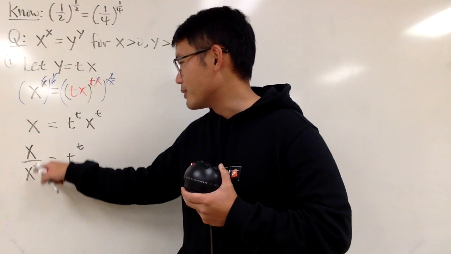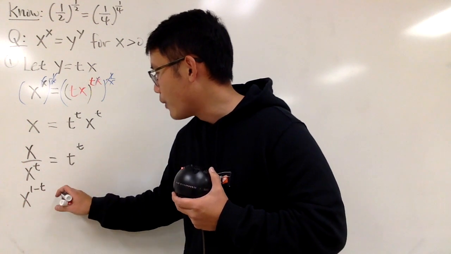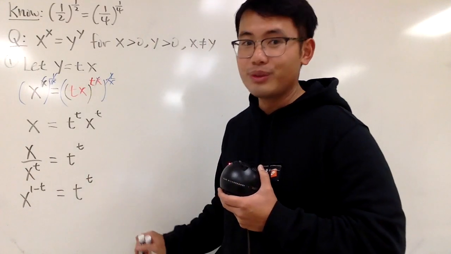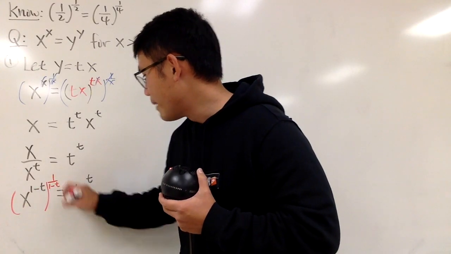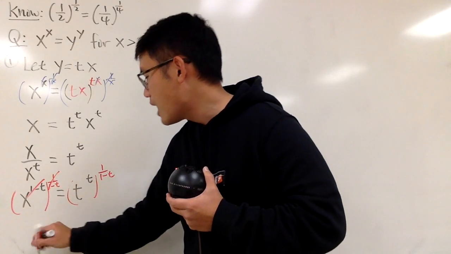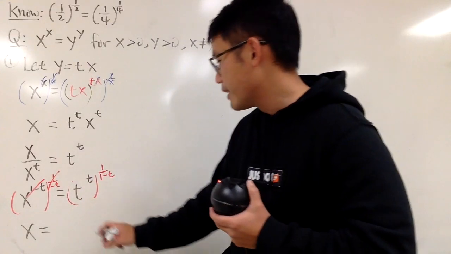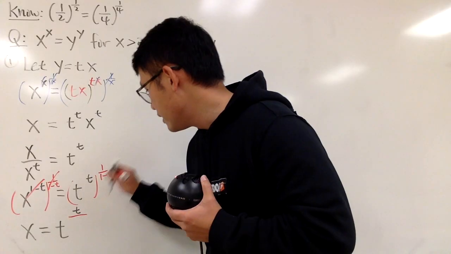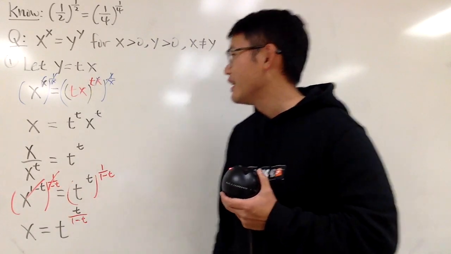Well, by rule of exponents, this is the same as saying x to the 1 minus t power, and that's equal to t raised to the t power. What do we do next? Yes, we can just take both sides to the 1/(1 minus t) power like this, so that this and that will be gone. So we see that x is equal to t raised to the t over 1 minus t power, like that. That's very nice.